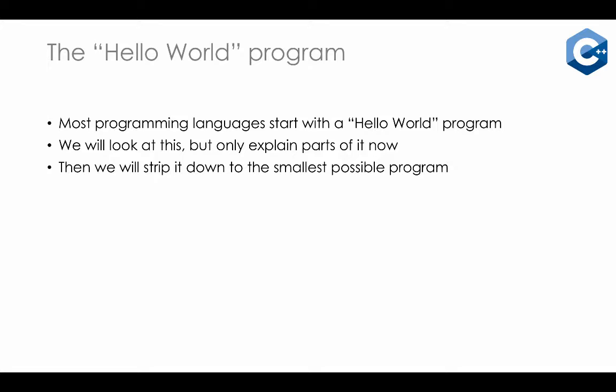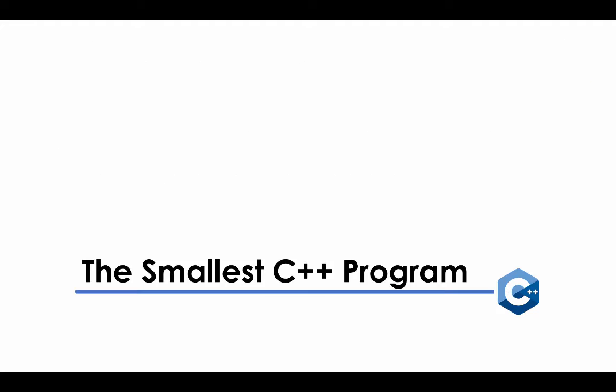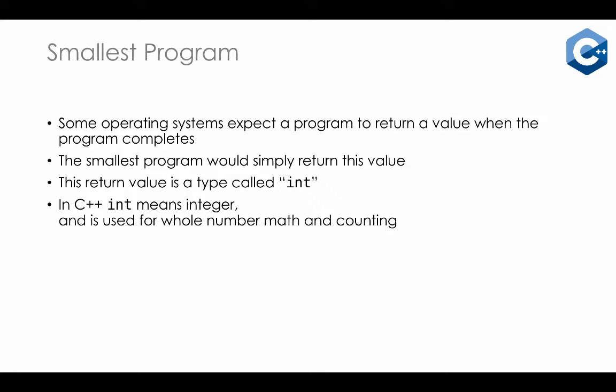For this tutorial, we're going to strip it down to the smallest possible program. So let's talk a little bit about the smallest C++ program. Some operating systems expect a program to return a value when the program completes. The smallest program would simply return this value. Now, in C++, we have types for all of our data. So this return value has a type called int. In C++, int means integer and is used for whole number math and counting.